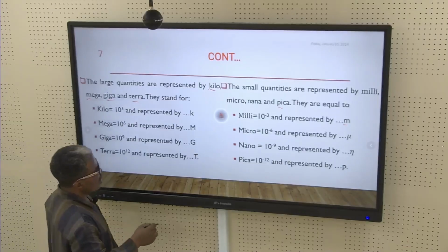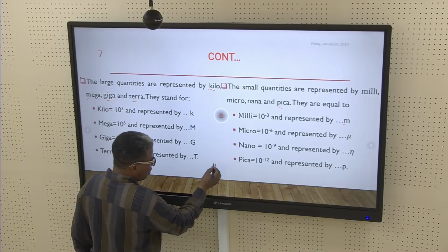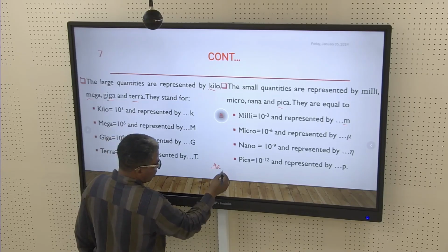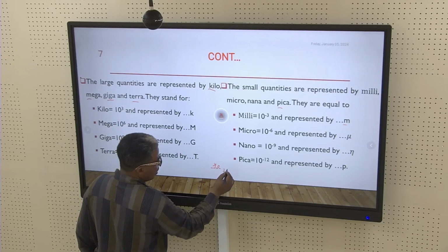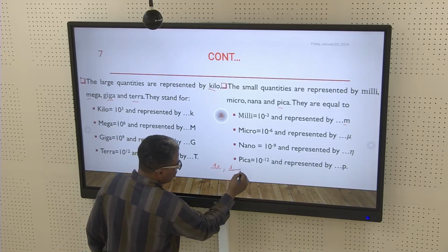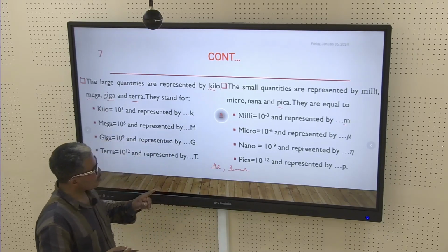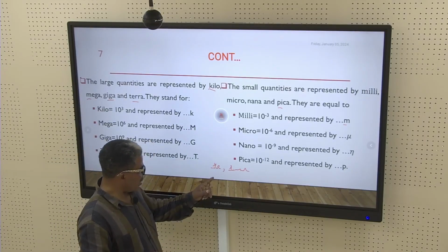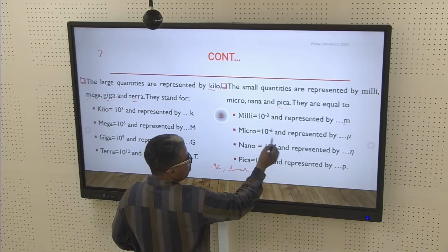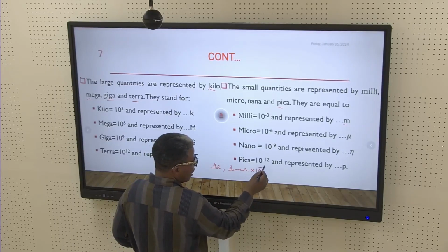One can say, what is the thing? If one has 1 ohm, and this one is given to be 1 micro ohm, it means that you are referring to this 1 micro ohm should be divided by 1 million, or should be multiplied by 10 power negative 6.